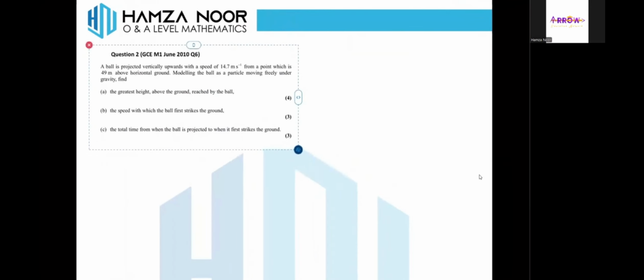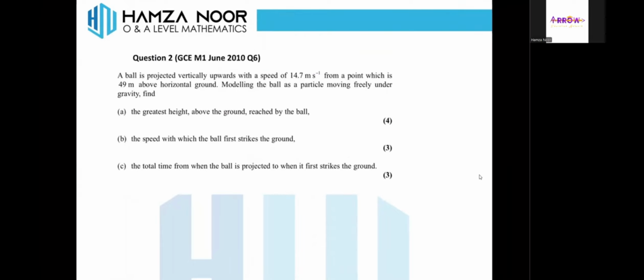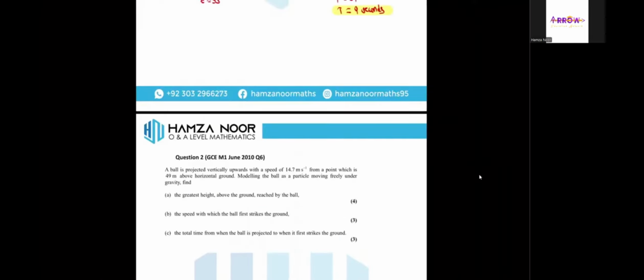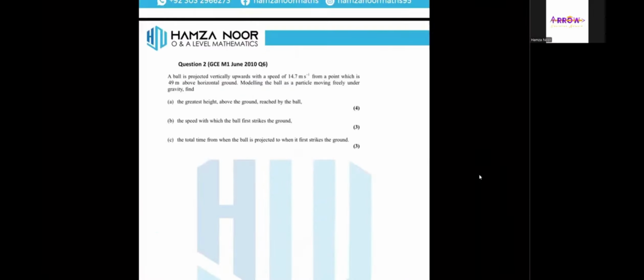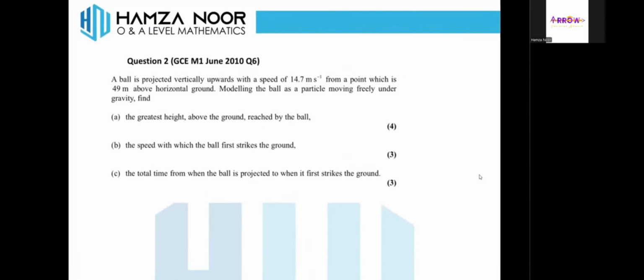This is June 2010, GCE M1, question number 6. This is the same paper, question number 6. It says that a ball is projected vertically upwards with a speed of 14.7 meters per second from a point which is 49 meters above horizontal ground. Modeling the ball as a particle moving freely under gravity, find the greatest height above the ground reached by the ball. All right, so first things first, I'm going to make a sketch over here.